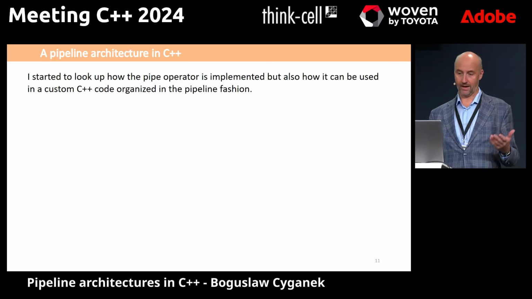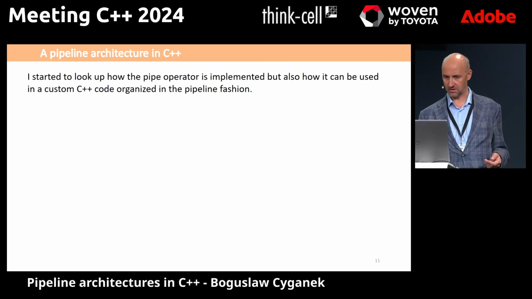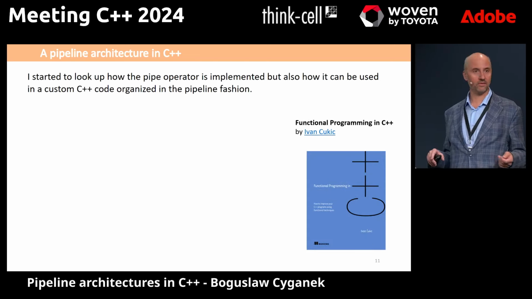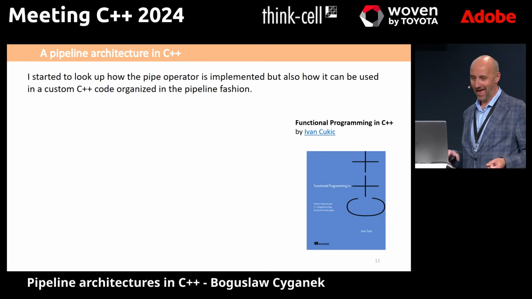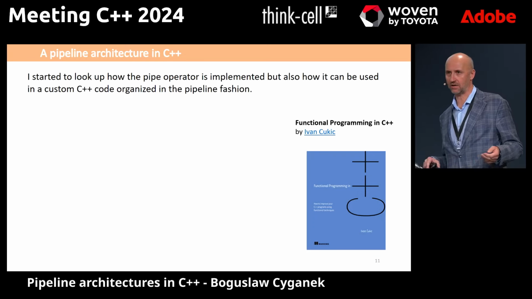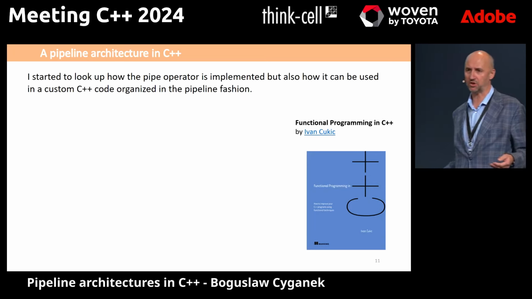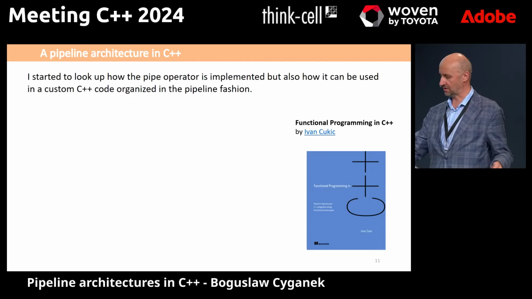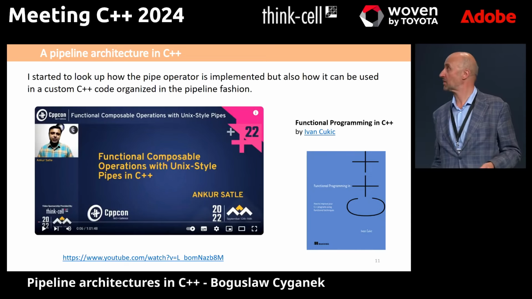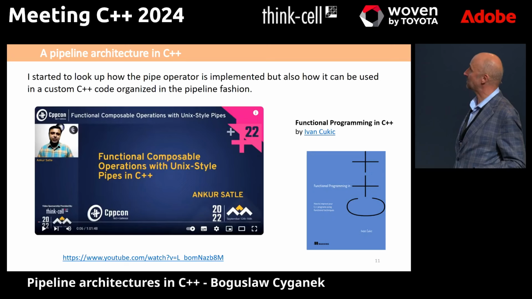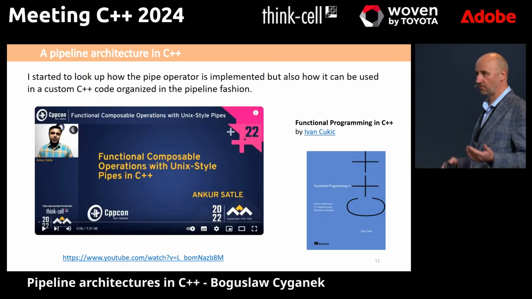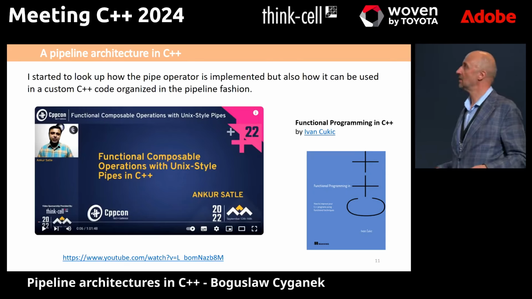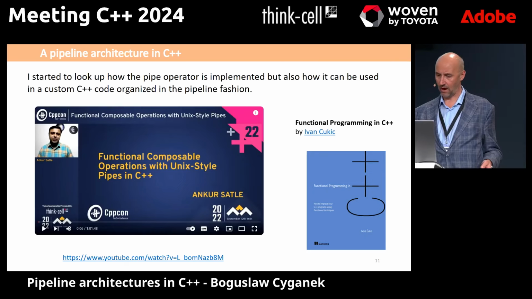So how I came to this subject, because this is important, and these are some reference materials. I read this book by Ivan, maybe he's somewhere around. As I mentioned, I teach students, so I was gathering some materials to explain how ranges operate. I was looking for lectures explaining how lazy evaluation works, and I came across this talk by Ankur Satle, Functional Composable Operations. I started from his findings, and I proposed my extensions with std::expected. So what you will see now is just a follow-up of his idea.